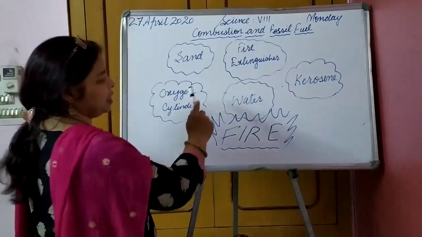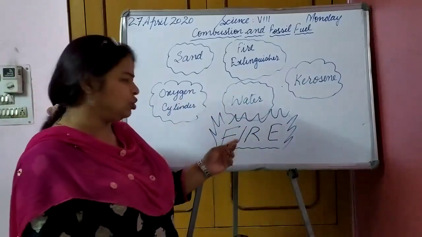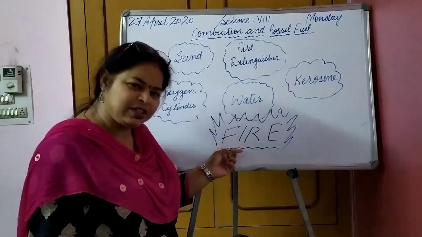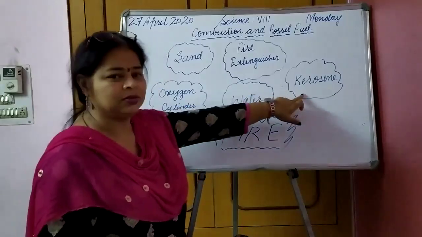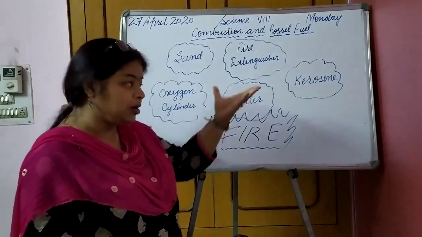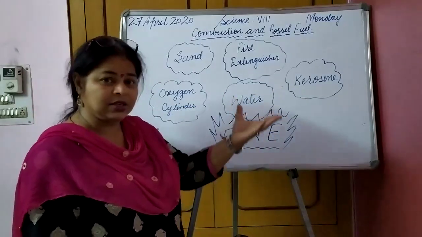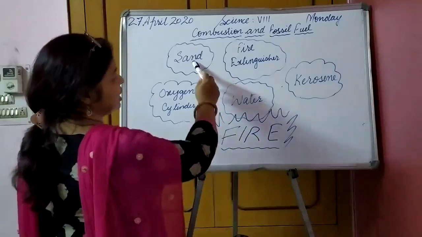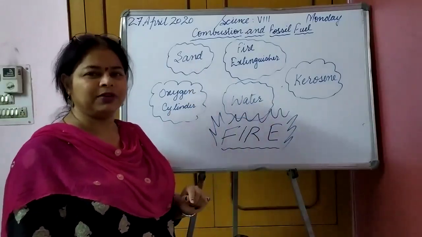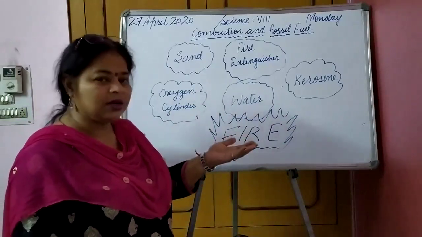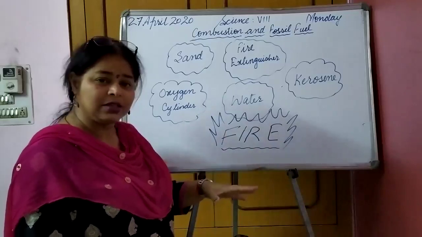Now, if I put water on fire, what do you think will happen? It will extinguish the fire, of course. What about kerosene? It is going to provoke the fire again. It will enhance it. But what about sand? It is going to put off the fire. Why? The oxygen will be cut off. As a result, the fire will get extinguished.